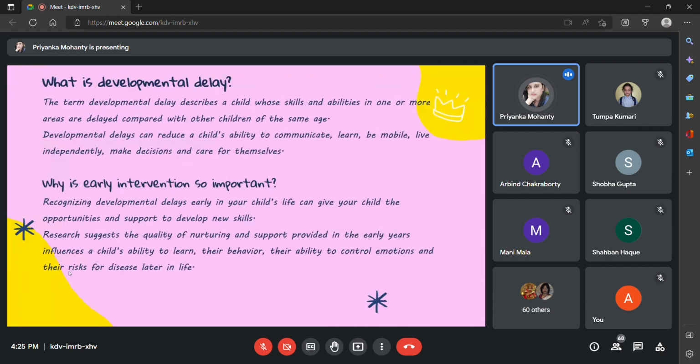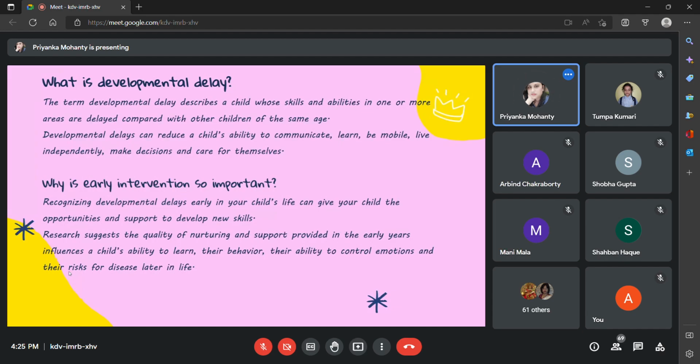What is development delay? The term development delay describes a child whose skills and ability in one or more areas are delayed compared with other children of the same age. Development delay can reduce a child's ability to communicate, learn, be mobile, live independently, make decisions, and take care of themselves. When the child is not talking, suppose a child is very silent in the class, not talking to anybody, it is because the parents are busy with their mobile or their office work or something else. They are not giving that ample time the child needs.